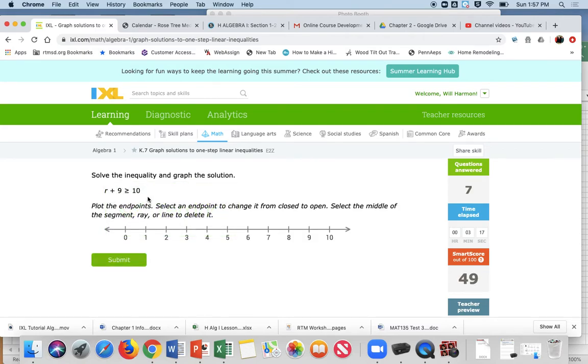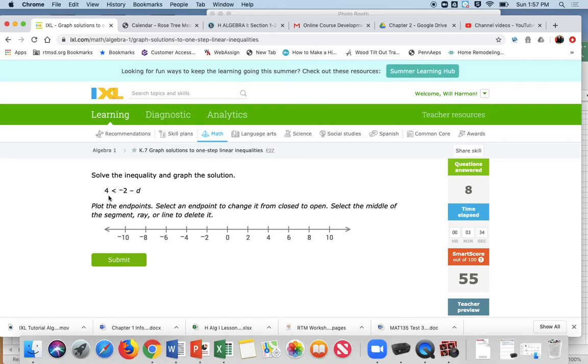So here, I subtract 9 from both sides. So r is greater than or equal to 10 minus 9. Well, 10 minus 9 is 1. So r is greater than or equal to 1. So there we go. All right, so the problems change right around 40, or so.